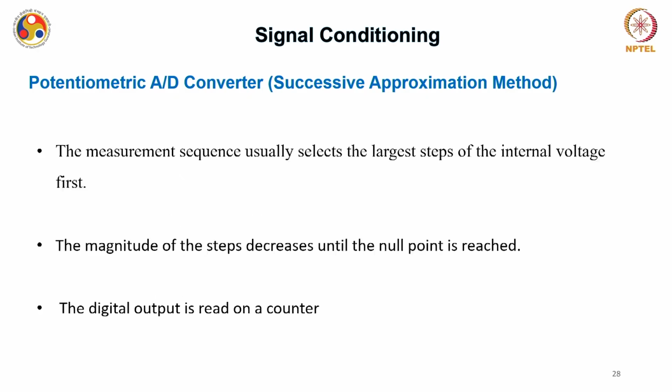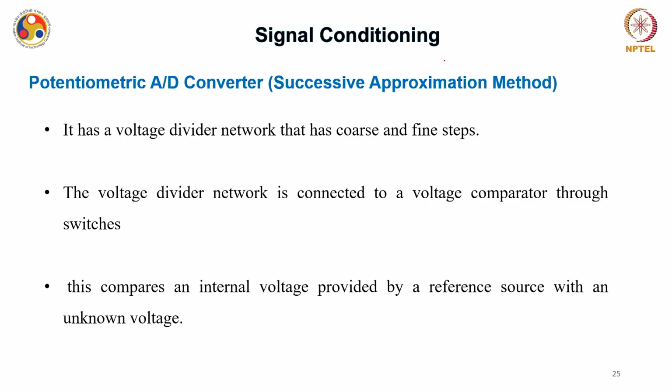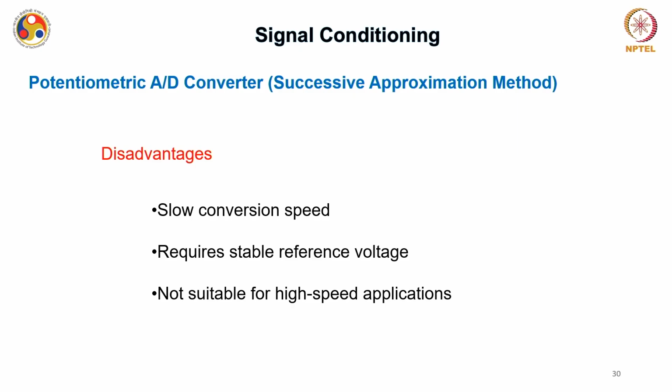The output of the counter is a digital output, which means that you have a direct digital readout. You do not need any further interface circuit to get the digital output. This gives you a direct digital output, and therefore this is very good for precision measurement instruments. However, since it is using a bulky potentiometric type of system, the conversion speed is slow. You are comparing the input voltage with the reference voltage continuously, which means that you should have a stable reference voltage.